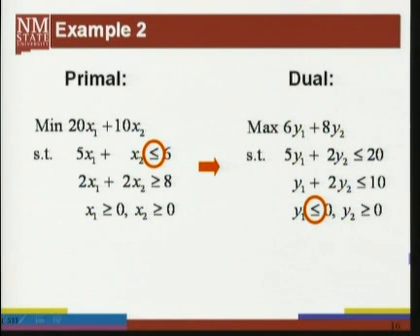Because, as I know, all the optimization solver packages assume all the decision variables are greater than or equal to zero, right? Unless it is specified otherwise, okay? But at this time, I just show you how to convert the primal problem to the dual problem, okay? Thank you.